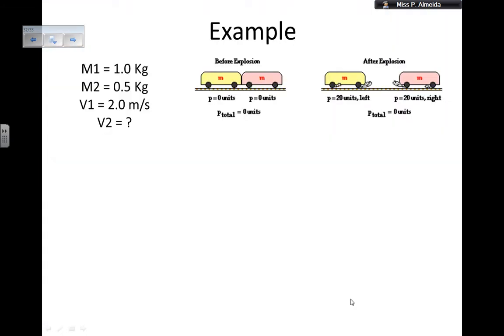And I have here an example to show you. Again, here they say explosion, although it's two trolleys that move away from each other because of a spring, for example. The mass of the first trolley is 1 kilogram, the mass of the second trolley is 0.5 kilograms, velocity 1 for the first trolley after the interaction is 2 meters per second, and I want to know the final velocity of the second trolley.